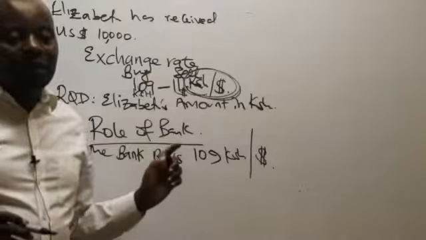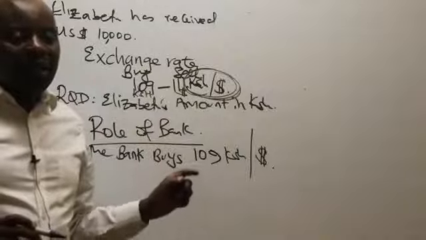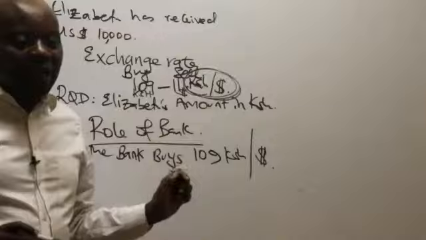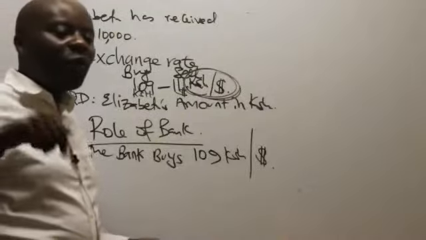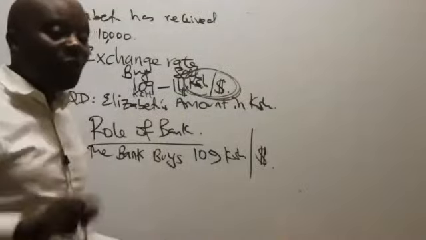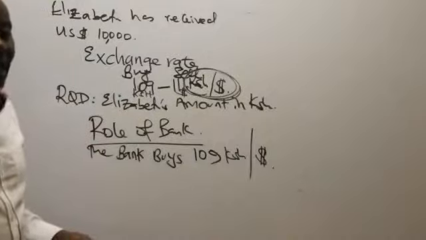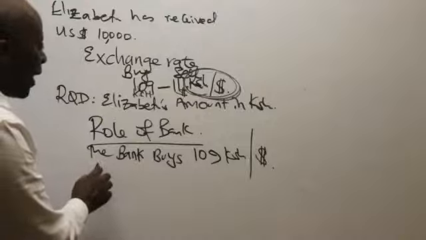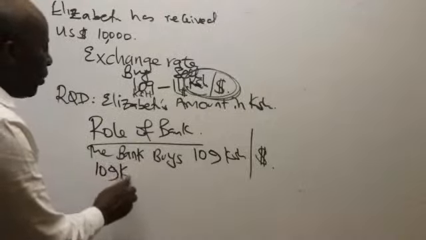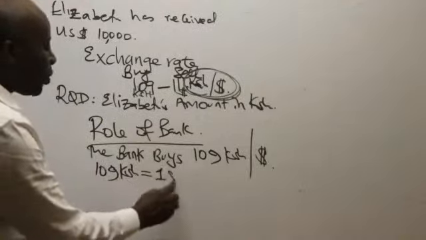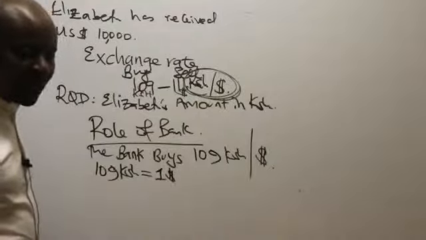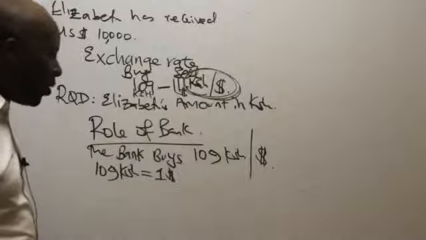Right? Now, of course, having ascertained the role of the bank, and I've been able to say, ladies and gentlemen, it is the buying rate of 109 Kenya shillings per dollar. Now I can go ahead and exchange. So could you kindly go ahead and exchange for us? This will be 109 Kenya shillings equals $1.